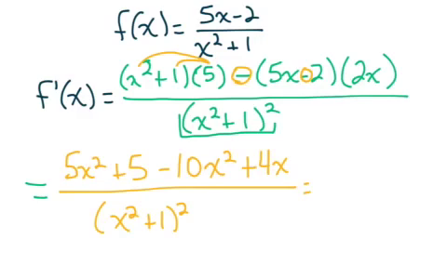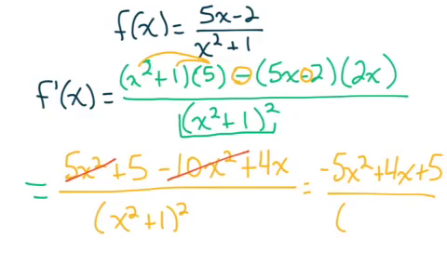And we can combine any like terms on the top. 5x squared minus 10x squared is going to give me negative 5x squared. I've only got the plus 4x, that's the only x term, and I've only got plus 5 for the constant term, and then I keep the denominator just like it is, and that's the derivative using the quotient rule.